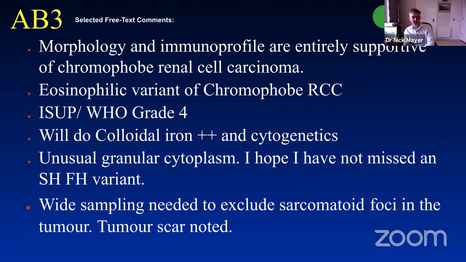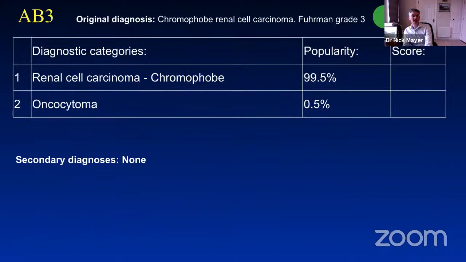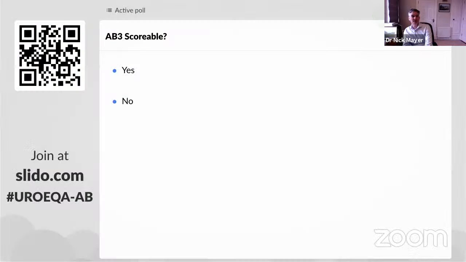Someone showing a bit of EQA paranoia there, that it might be something a bit rarer, and make sure in these tumors you sample widely, especially a big 12 centimeter lump like this, to make sure there aren't some nasty sarcomatoid bits. They're the secondary diagnosis.